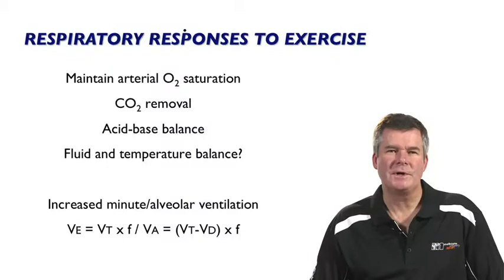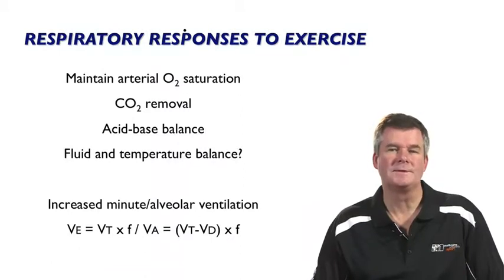The respiratory system achieves this by increasing both the minute and the alveolar ventilation. The minute ventilation is the total volume of air that's moved in and out of the lungs each minute, and is the product of the tidal volume, the volume of air in each breath, and the breathing frequency. Because not all of the airways are involved in gas exchange, and there is a dead space, the alveolar ventilation is really the effective ventilation of the lungs that leads to gas exchange. And this is the product of the tidal volume minus the dead space and the breathing frequency.